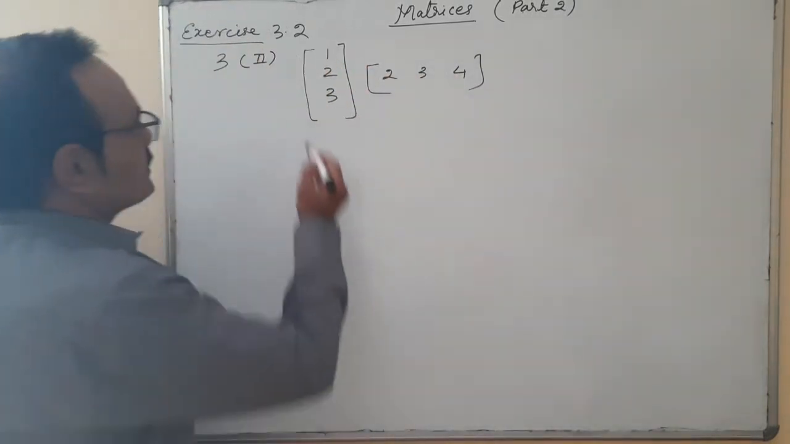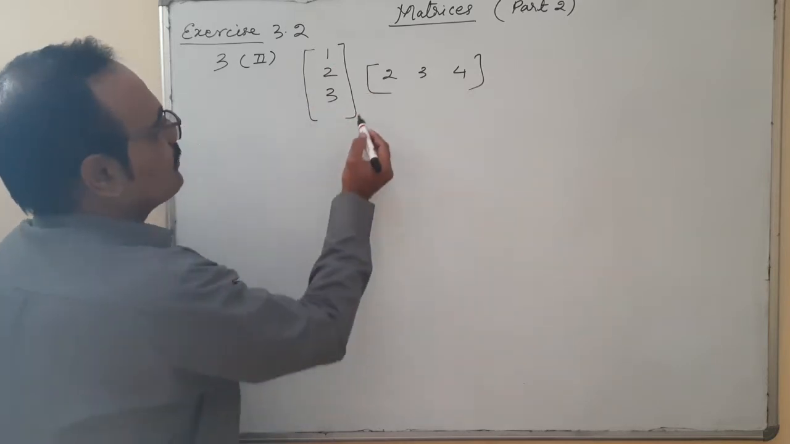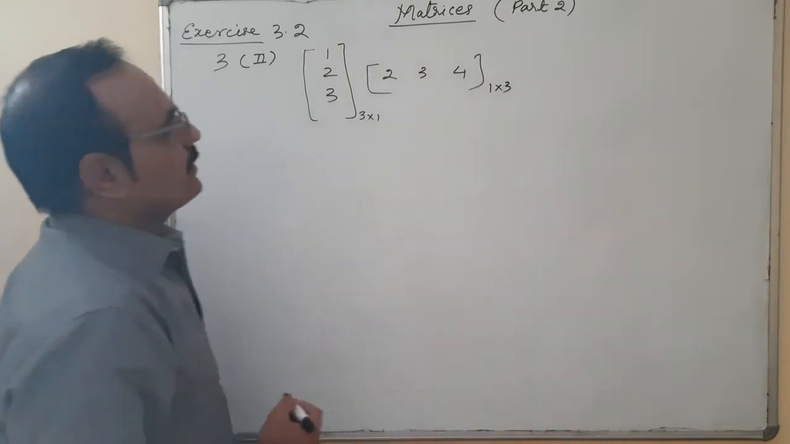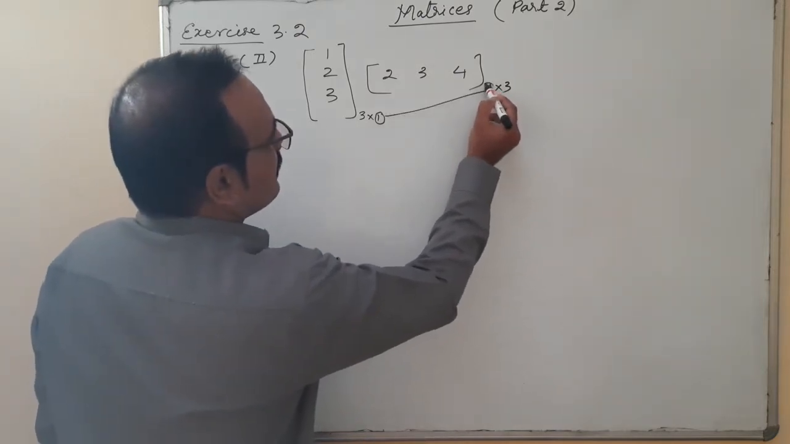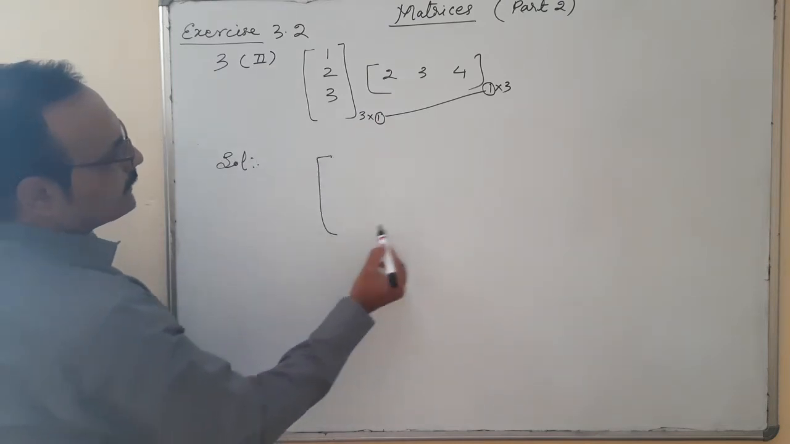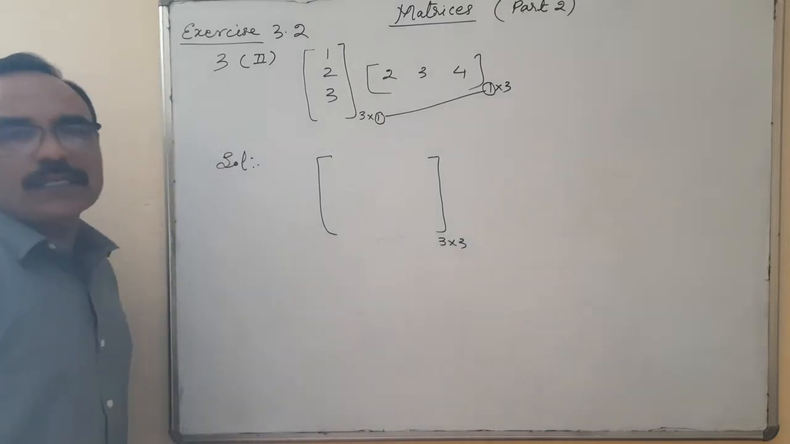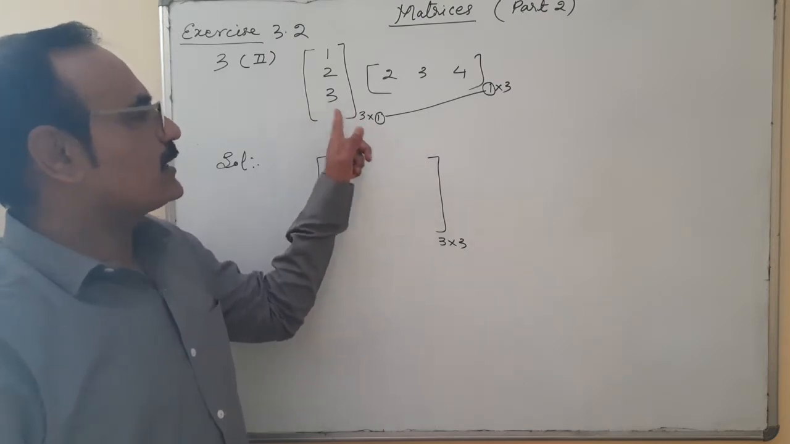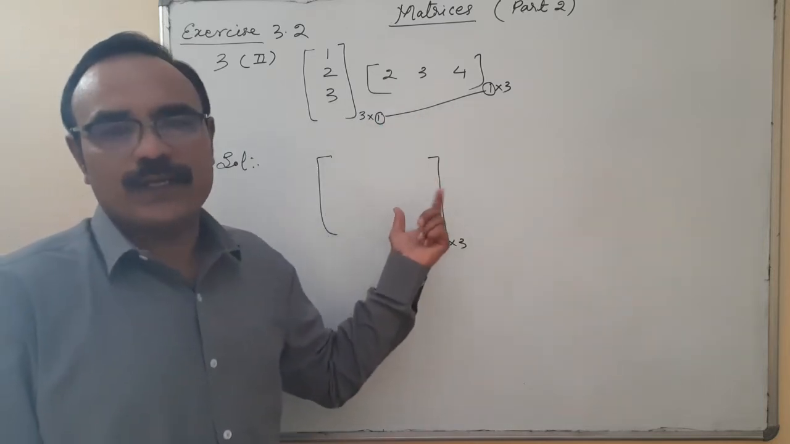This is a matrix of how many rows and columns? 1, 2, 3: 3 rows, 1 column, so 3 cross 1. The other is 1 row, 3 columns, 1 cross 3. The column of the first matrix and the row of the second matrix are the same, so multiplication is possible, and we are getting a product of 3 cross 3. The remaining matrix of 3 cross 3 will be obtained here.